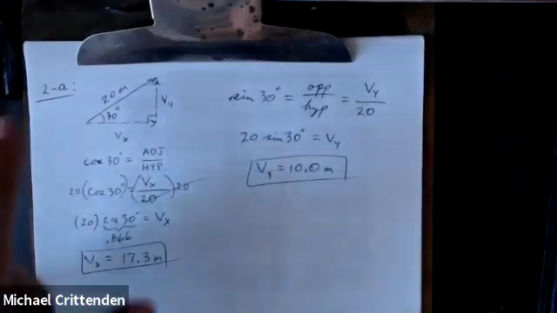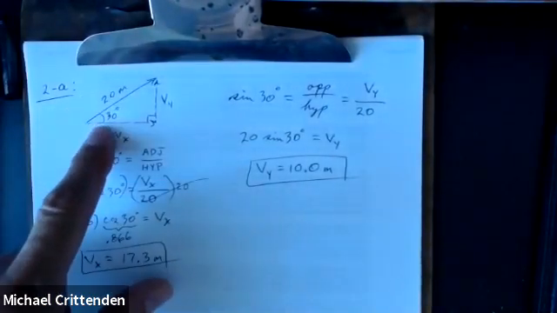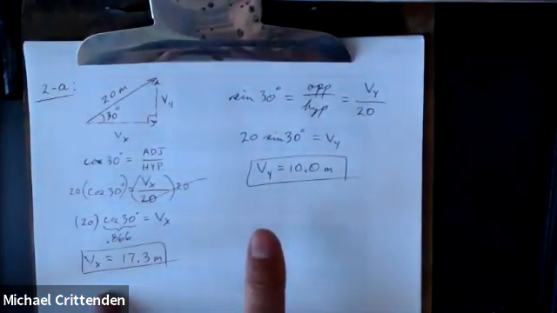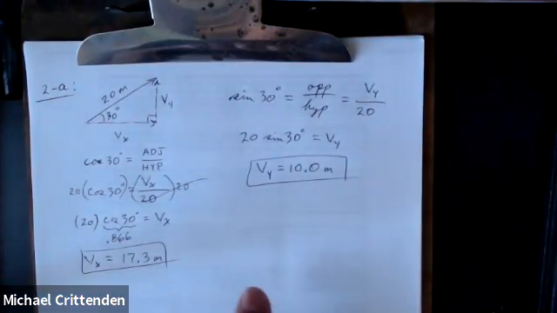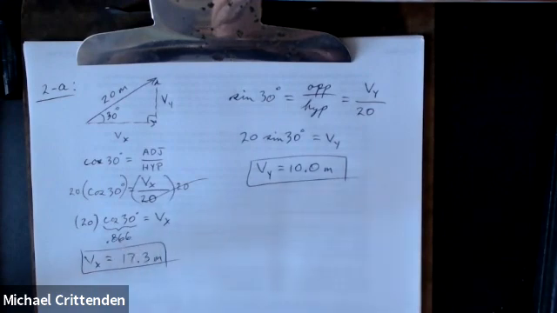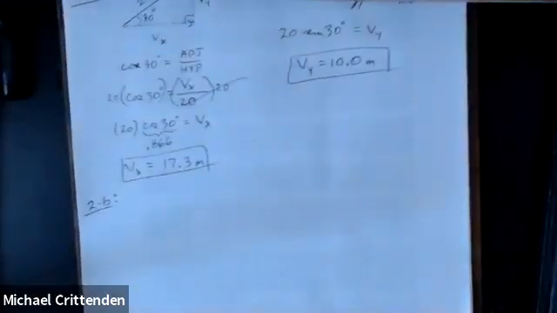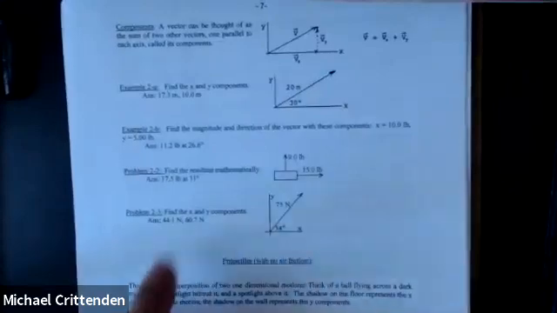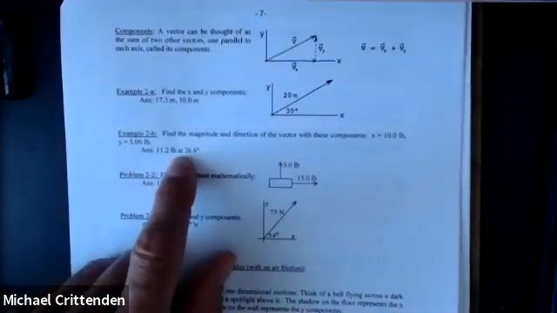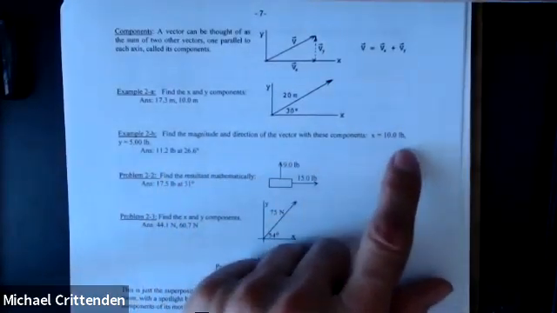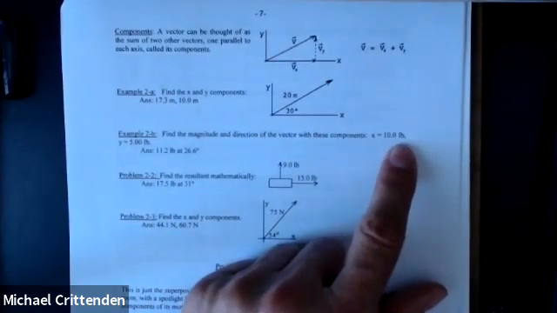Okay, so given a vector's magnitude and direction, that's how you get its x and y components. And the other question that I wanted to run through with you is just this other way around. Given the x and y components, how do you get the magnitude and direction? So there's that one again. Find the magnitude and direction of the vector with these components. So once again, first thing you ought to do is draw a picture.